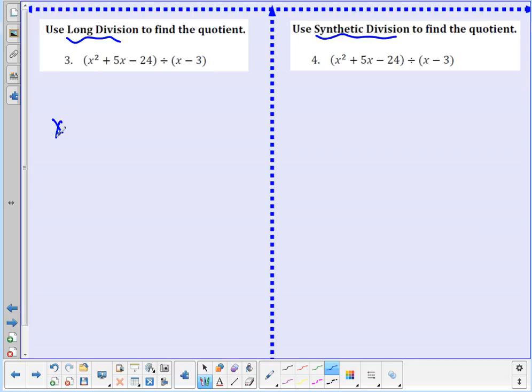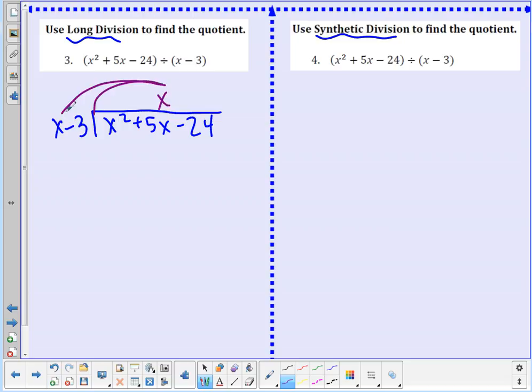So I take x minus 3 on the outside, x squared plus 5x minus 24 on the inside. And I ask myself, how do I make x look like x squared? Well, I need an x. And then I distribute. X times x is x squared. X times -3 is -3x. And I subtract the 2. So x squared minus x squared goes away. I did that on purpose. 5 minus -3 is plus, so that I have 8x.